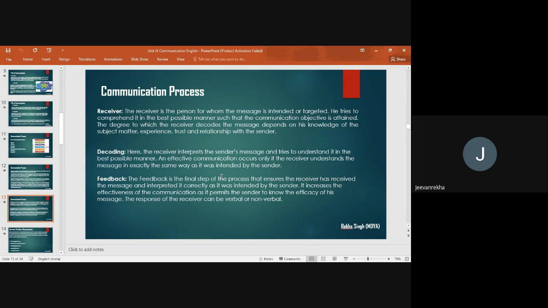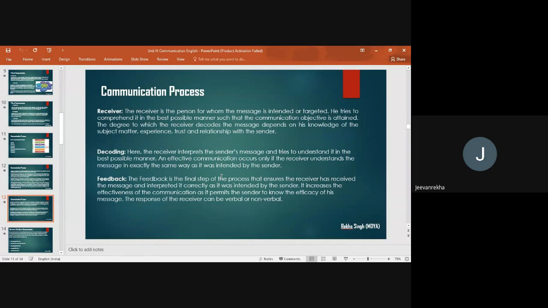The feedback is the final step of the process that ensures the receiver has received the message and interpreted it correctly, as it was intended by the sender. Whatever I have said to you, you have understood and you will give the feedback. It increases the effectiveness of the communication as it permits the sender to know the efficacy of his message. The response of the receiver can be verbal or non-verbal.